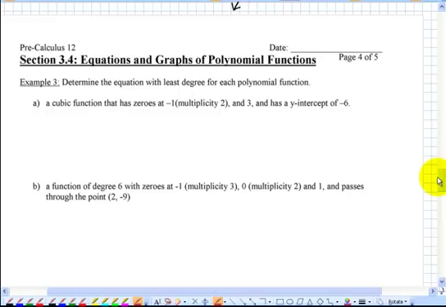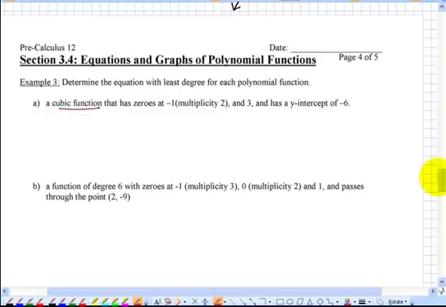the information. So for example, in part A, I'm asking you to find the equation with a cubic function that has zeros at -1, and notice that means multiplicity of 2, that means there's 2 of the zeros at -1, and 3 and a y-intercept of -6. Well, a cubic function.